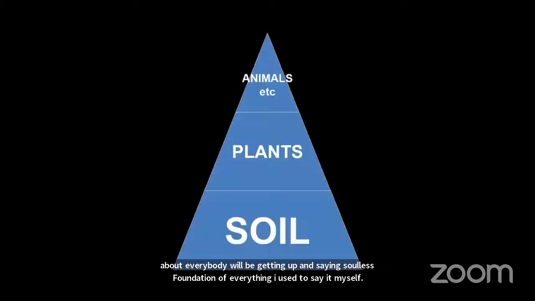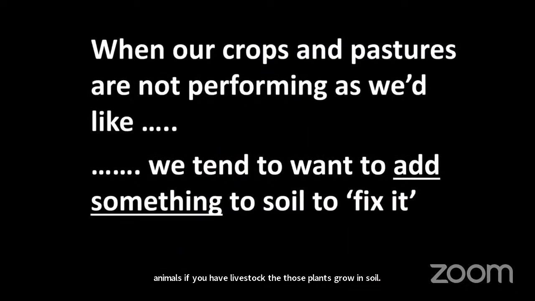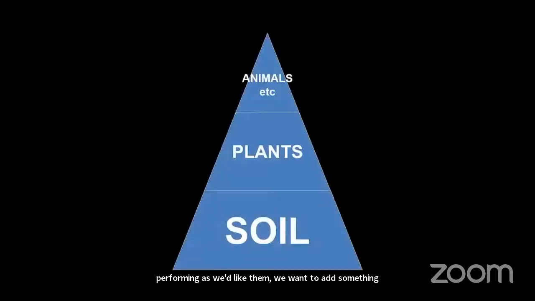So if we looked at that very simplistically, this is how we all tend to view soil, I'm sure, and certainly for most of my life I have viewed it this way, that you have soil at the bottom of this pyramid. And plants, well, they grow in soil, don't they? And then your animals, if you have livestock, they eat those plants that grow in soil. And then when our crops and pastures aren't performing as we'd like, then we want to add something to the soil to fix it.